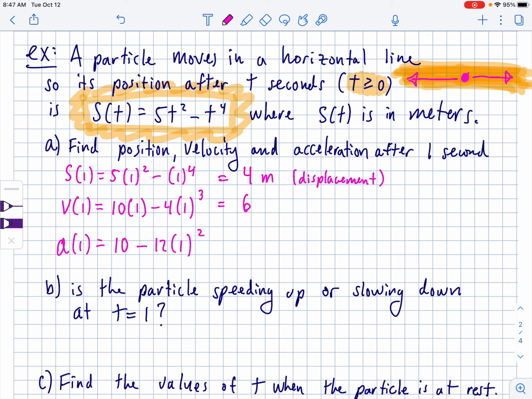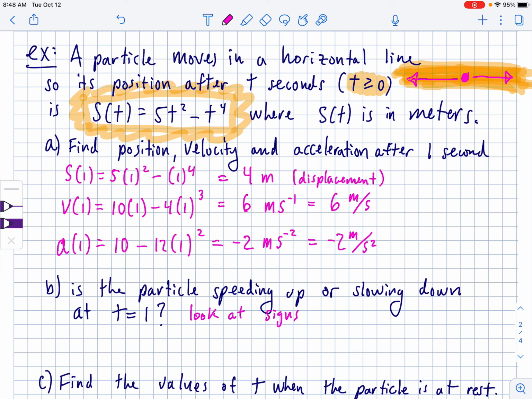The velocity is going to be 10 take away 4, which is 6, and this is going to be meters per second. Your book is going to do something like m s to the negative 1, but remember, that's the same thing, like that negative 1 on the power could go downstairs. So that could be just meters per second. The acceleration, 10 take away 12, is going to be negative 2, and this is going to be meters per second squared, so m s to the negative 2, which is the same thing as negative 2 meters per second squared. So that's your position, velocity, and acceleration after 1 second.